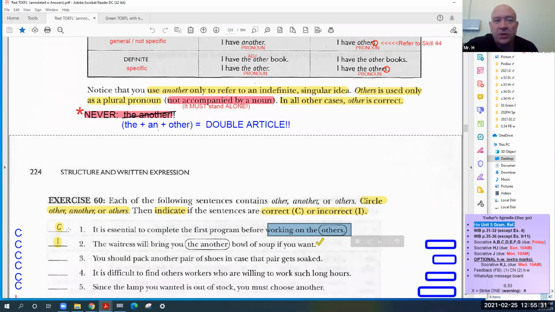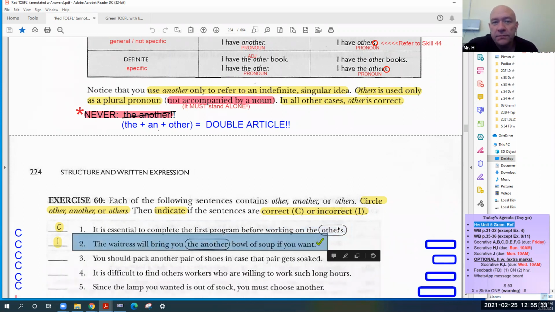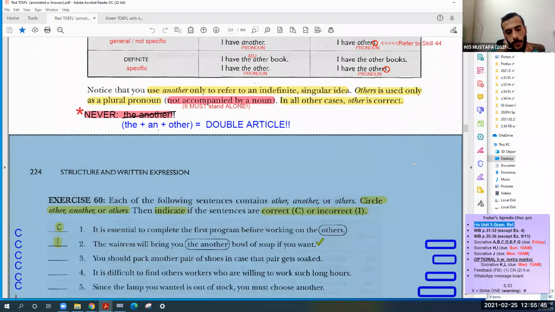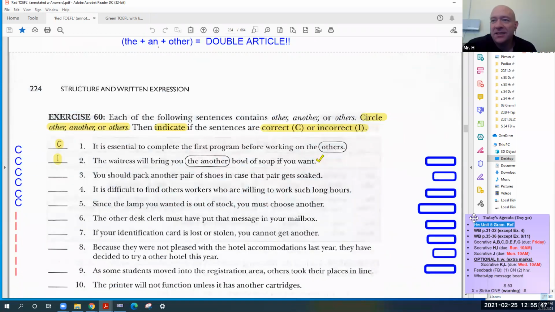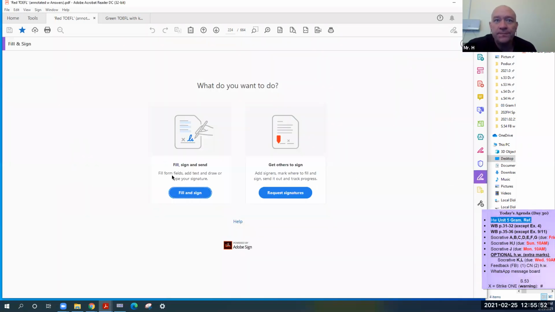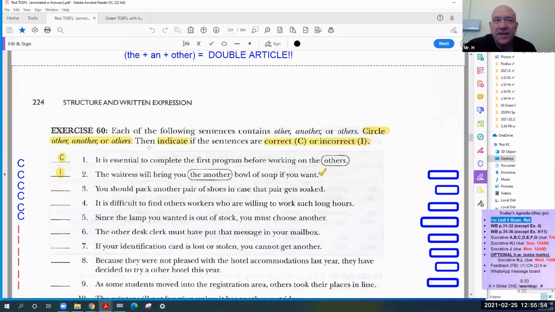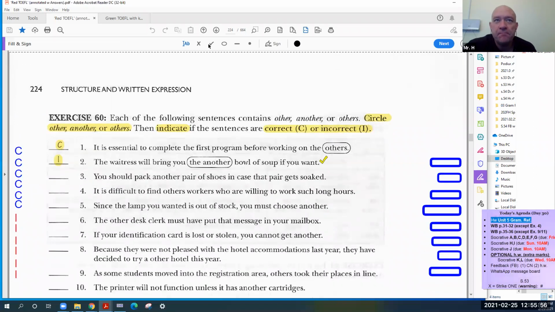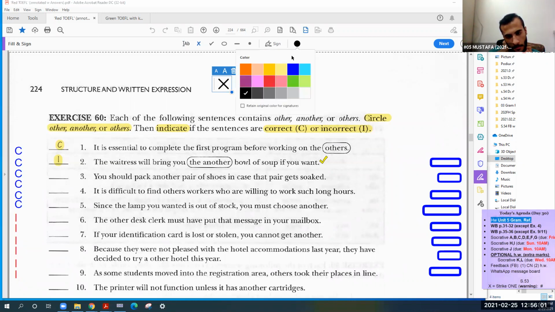So Mustafa, can you explain number 2? The waitress will bring you "the another." You can't say "the another." Why? Because of the double article. Exactly. It becomes a double article. So how do I fix this one? Any idea? Remove the. Remove a or an or the? Which one? The.